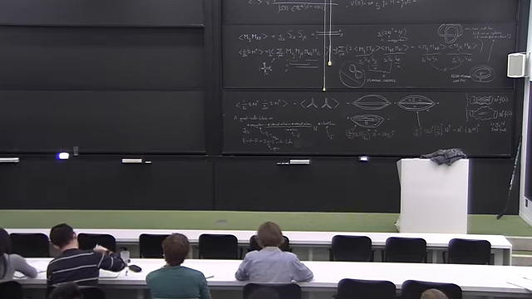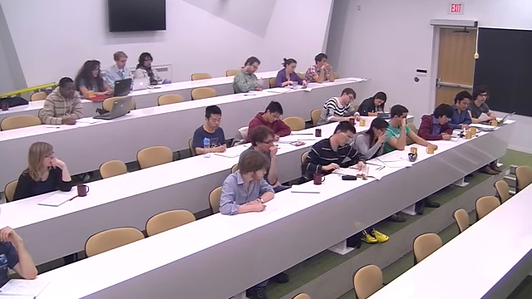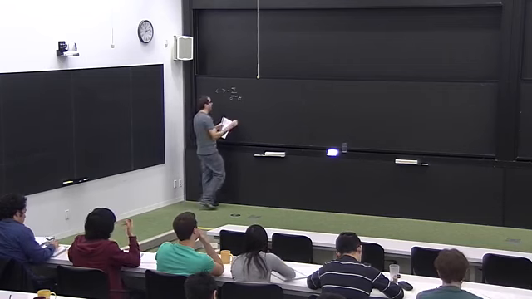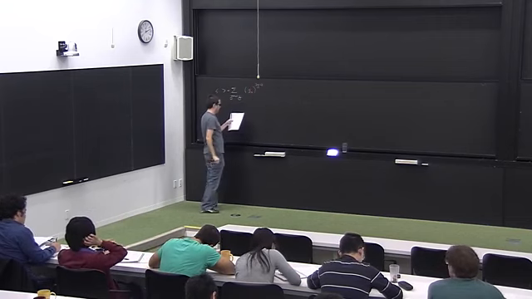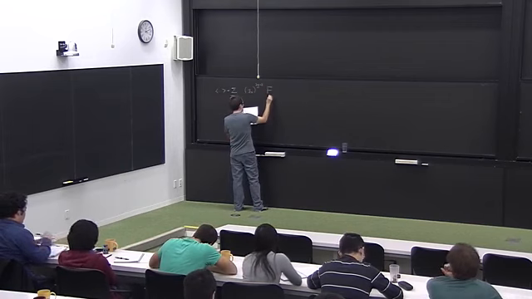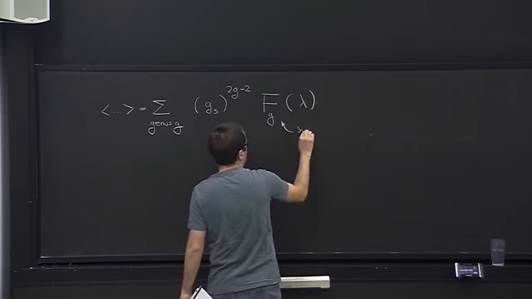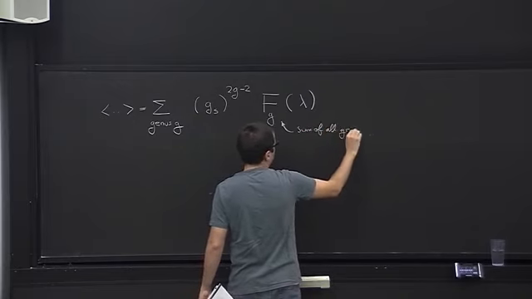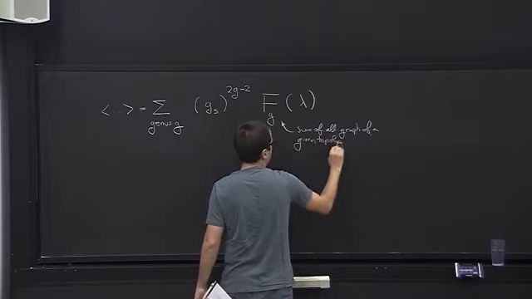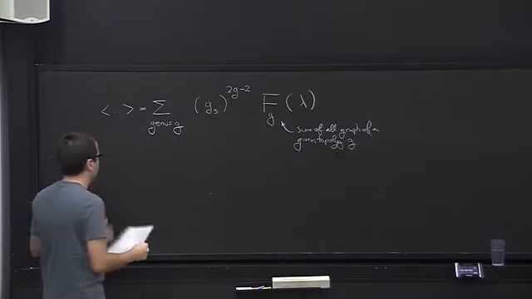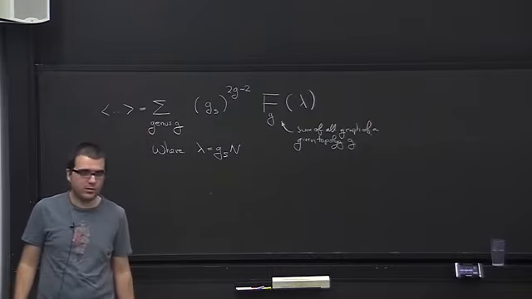What we get is that the average, the expectation value, will be equal to a sum over graphs that can be embedded in genus G, times G string to the power 2G minus 2, times some function of lambda that depends on the genus G, where this function comes from the sum of all graphs of a given topology. Where lambda is G string times n.